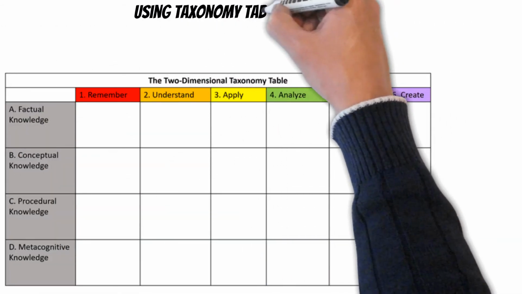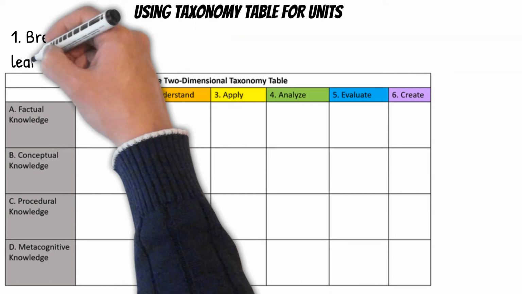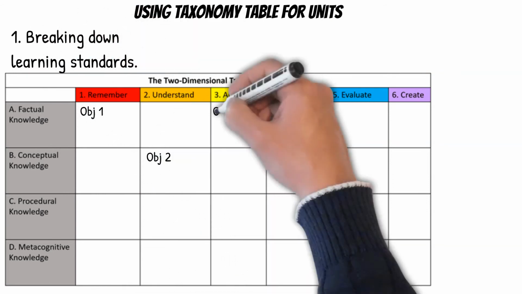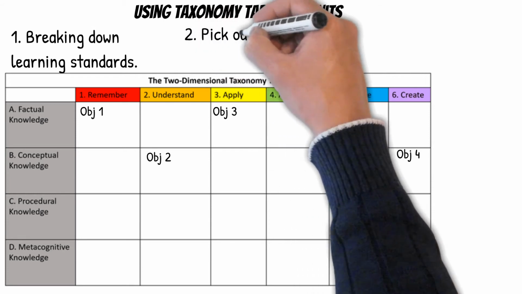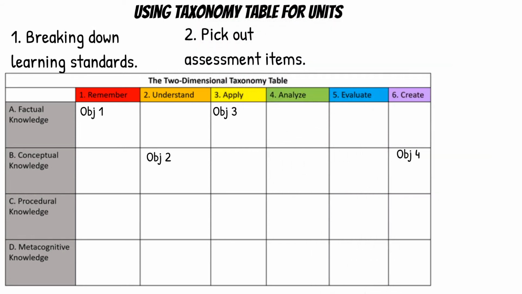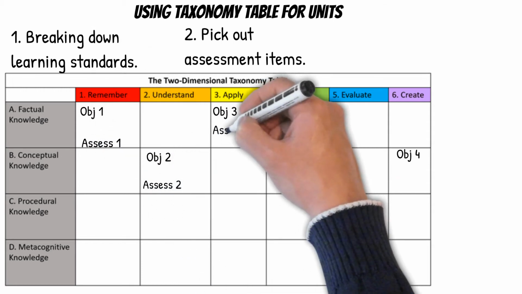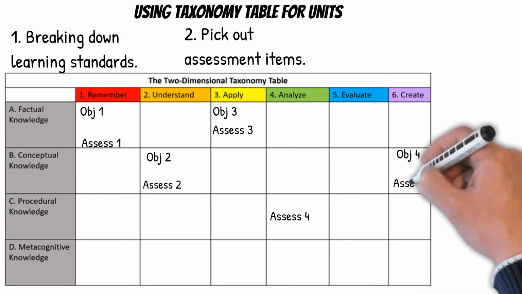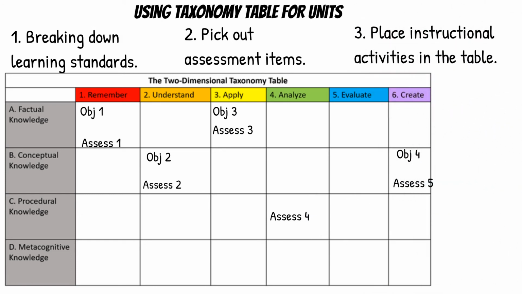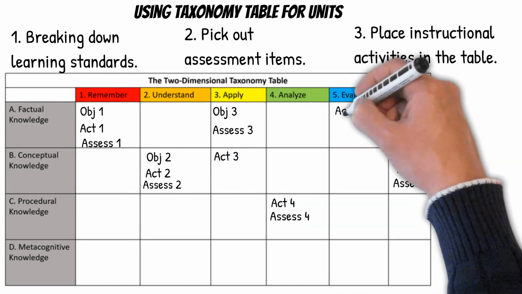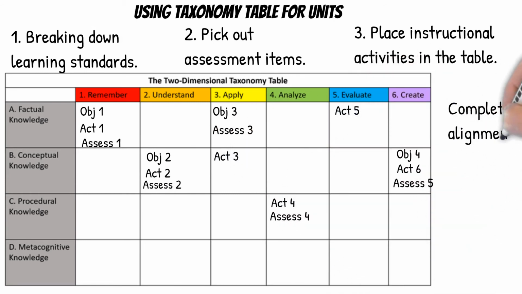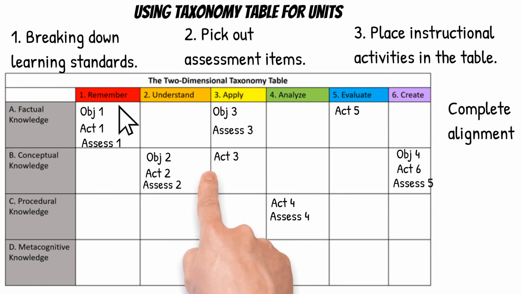You will begin by breaking down your standards into learning objectives and placing them accordingly onto the taxonomy table. You will then either write or pick out how you want to assess the students. This does not always need to be a summative assessment. These questions and activities will be placed on the taxonomy table next. Finish by placing the instructional activities in the appropriate cells. Complete alignment is evident when there are cells that include objectives, activities, and assessment items.